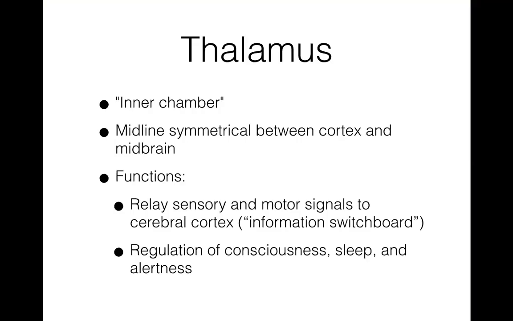So let's discuss the thalamus briefly. It literally means inner chamber. So as you can see, it is indeed the inner chamber because it is located in the innermost part of the cerebrum. So this is characterized as a midline symmetrical structure located between the cortex and the midbrain. So functionally, it relays sensory and motor signals to the cerebral cortex. You can think of it as an information switchboard. So not only is it a relay station, the thalamus has other functions, such as it is involved in the regulation of consciousness, of sleep, and of alertness.